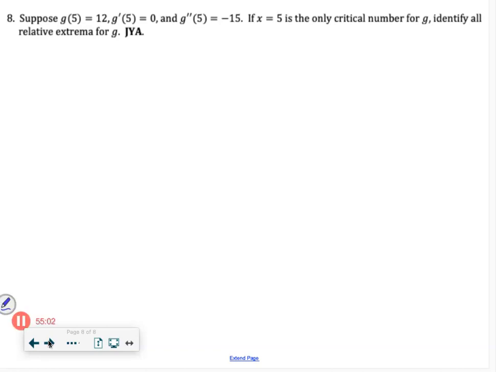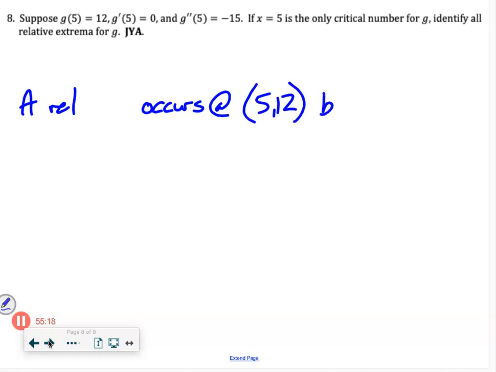So we're ready to write the answer. A relative something occurs at relative extrema. How do we write them? X values, y values, ordered pairs. So what's the ordered pair here? 5, 12. Because what test are we using? Second derivative test. So first of all, let's just answer the question. Is this a max or a min? Max.